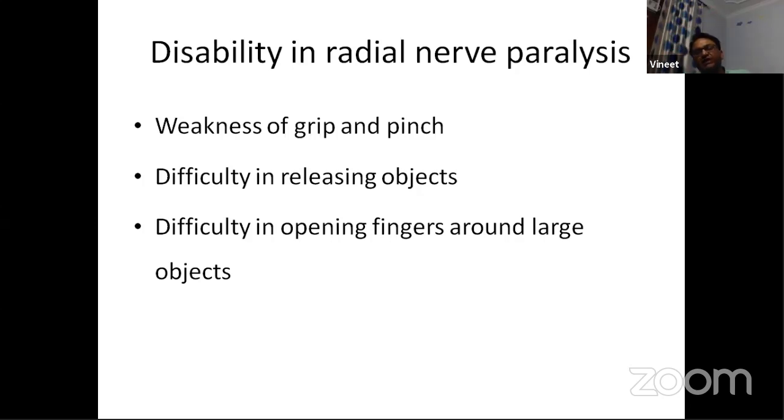Actually, we have done this study, and there is at least 50 to 60% weakness in grip and pinch in these patients. It becomes difficult to release objects. And if we want to grasp a large size object, the fingers need to be extended fully.